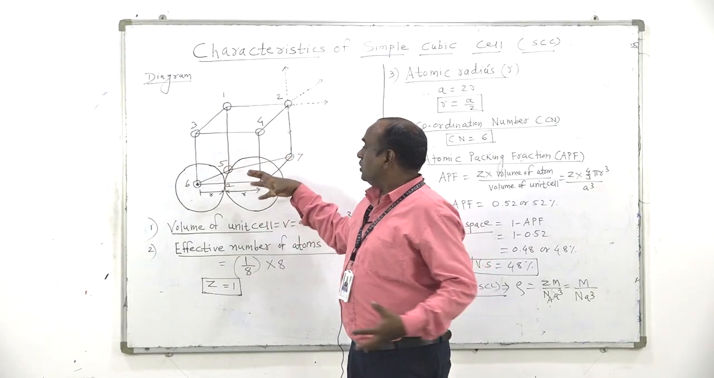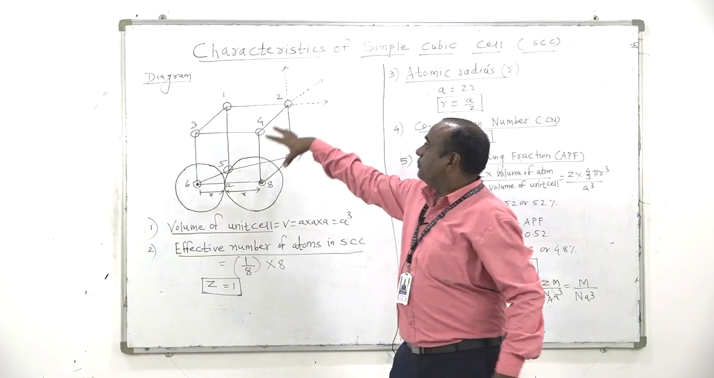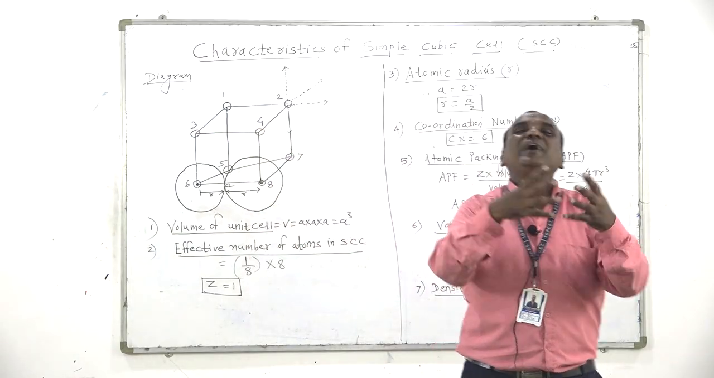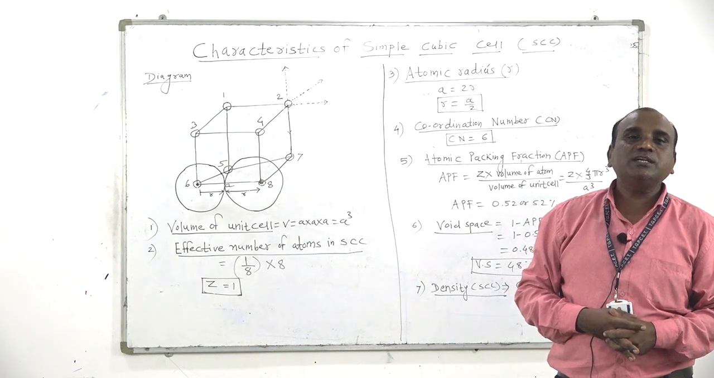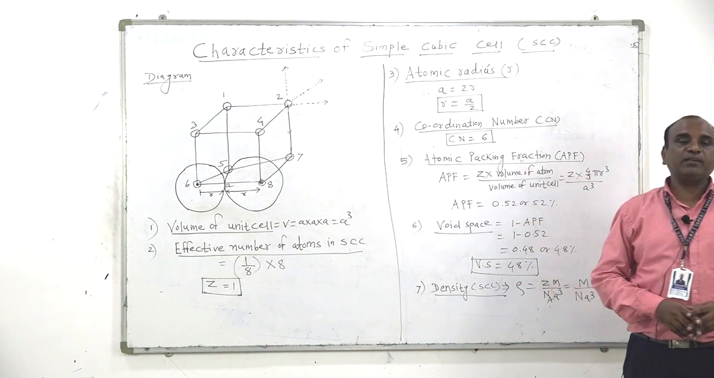52% area means these atoms are joined to each other. So overall, 52% area is captured or occupied by this atom in the unit cell. So here is the atomic packing fraction.